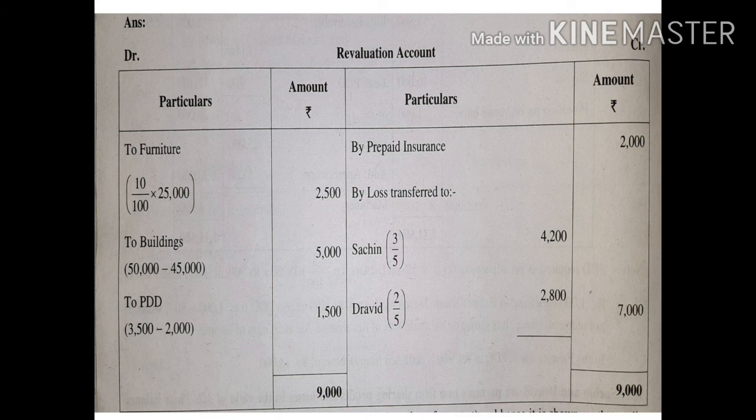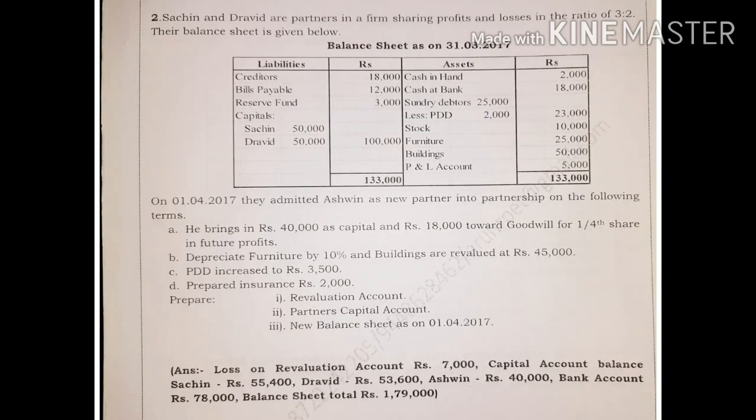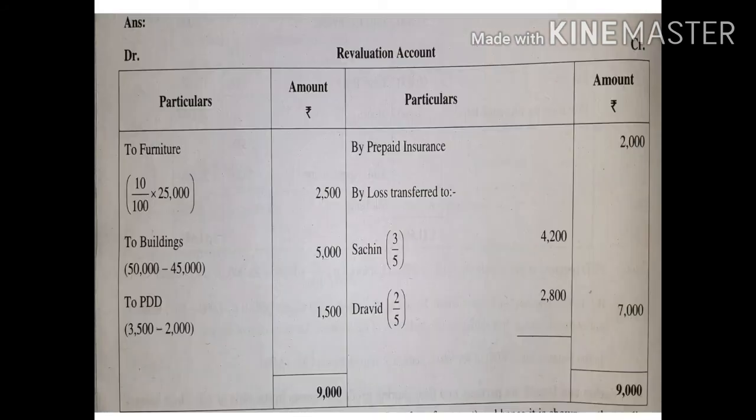Revaluation account: columns debit and credit. You have to write particulars and amount, particulars and amount. The first item is depreciation on furniture. Depreciate furniture by 10%. How much is the furniture value? 25,000. Depreciation means a decrease in the value of an asset, so a loss for the business. So on the debit side, to furniture, 25,000 into 10 by 100. So how much loss? 2,500.